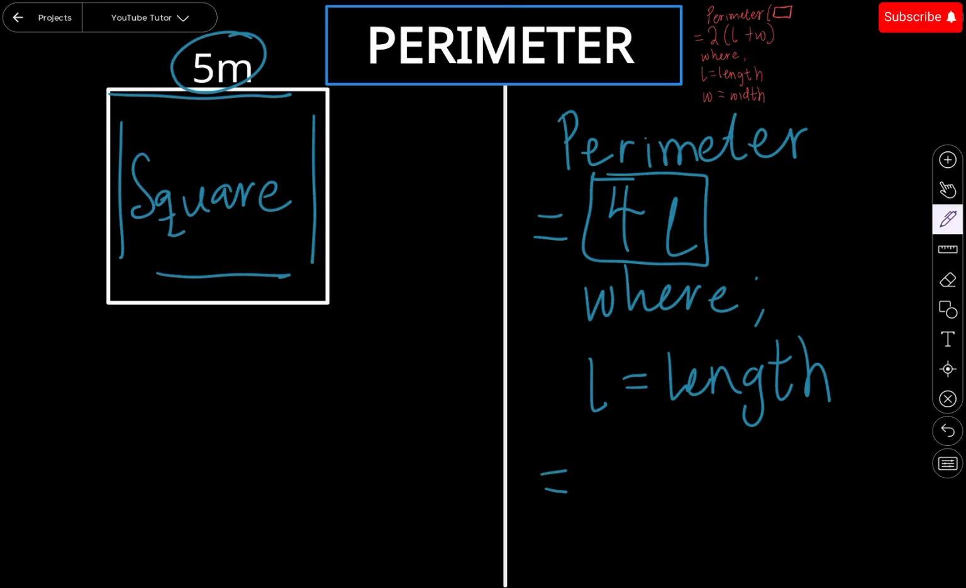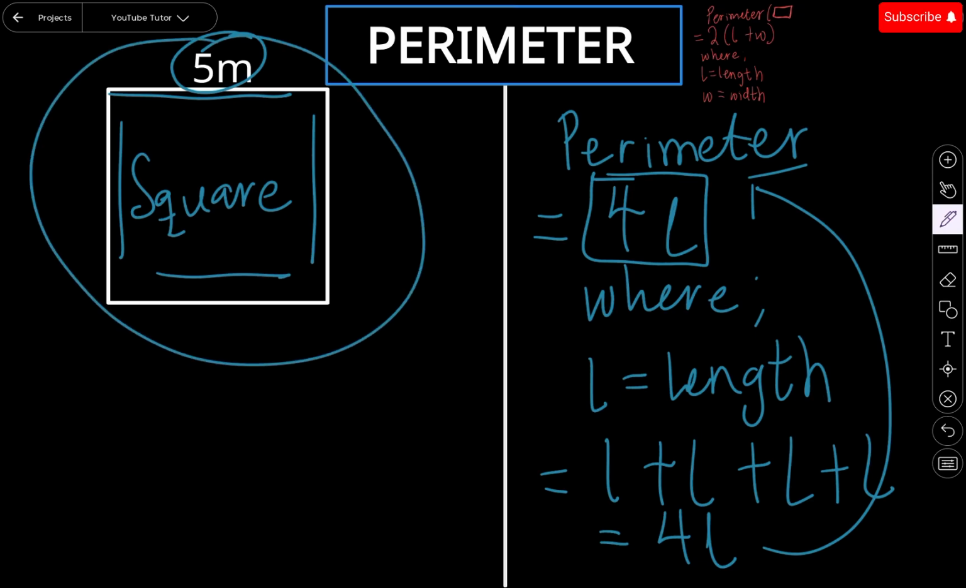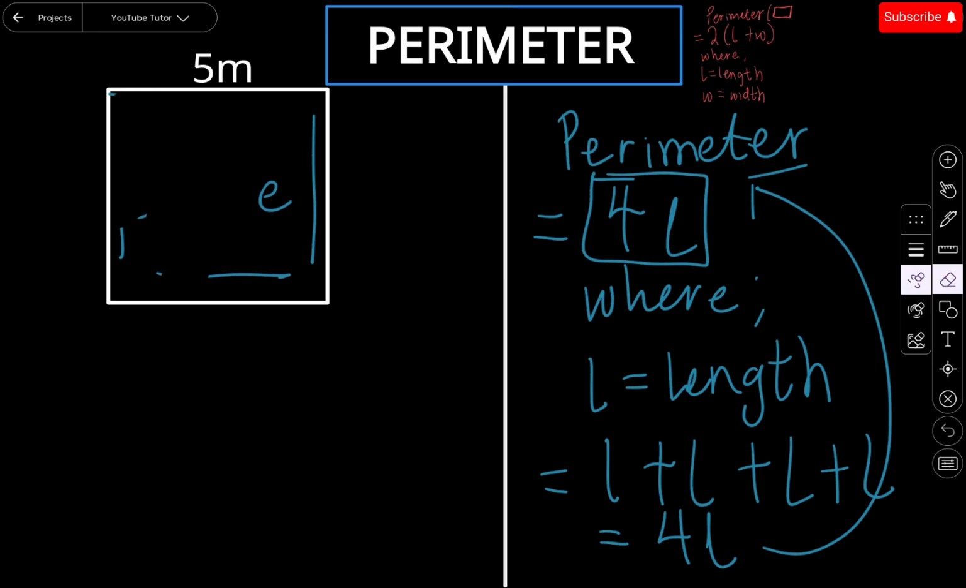So square is basically 4 times L. So the length multiplying itself 4 times gives us this 4L we have here as a perimeter. Perimeter is just the total distance around a figure. So we have a square, and the total distance around it is what we know as the perimeter.